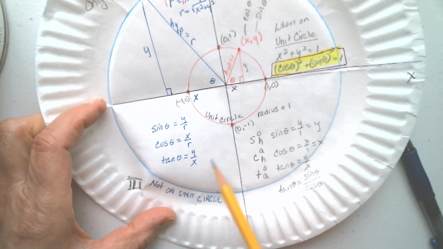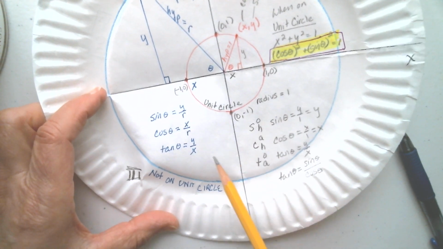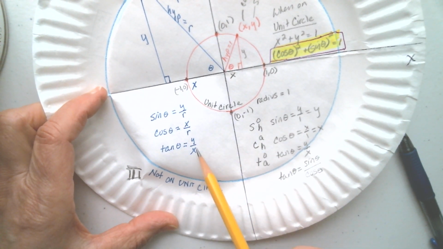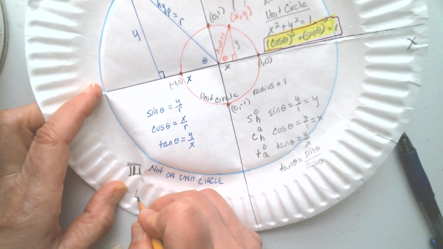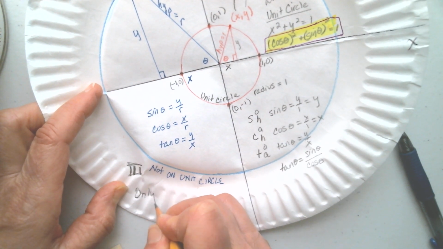well, both the x and y coordinates are negative. So that would make tangent positive, right? Because you'd have negative over negative, which would make it a positive. So only tangent is positive in quadrant 3.